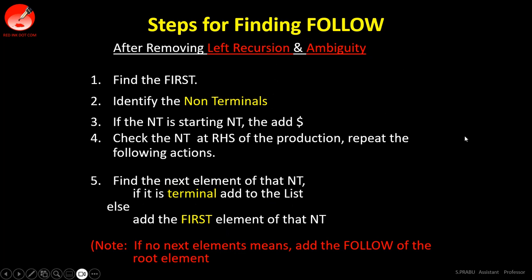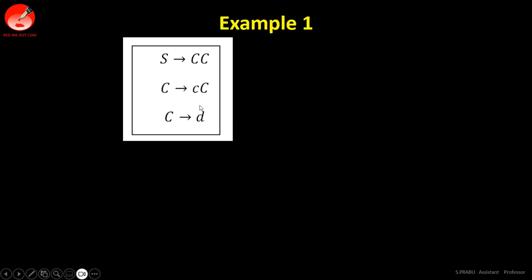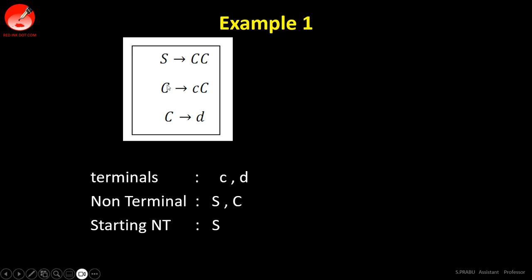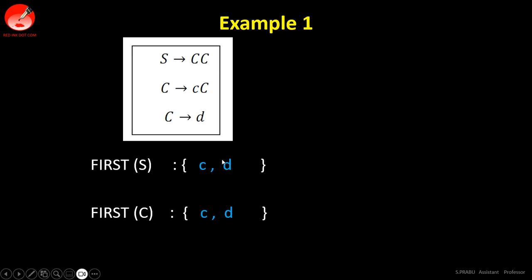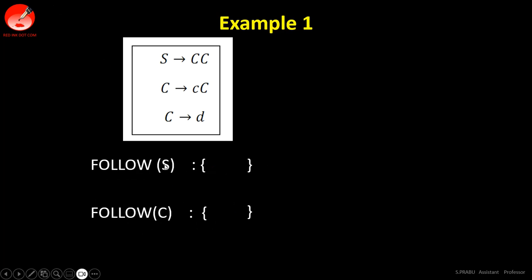Let's see this process in examples. In this grammar, first I check whether this grammar has any left recursion or ambiguity. This is a very simple grammar. There is no left recursion and there is no ambiguity. So I go to find the first element of S and C. We know how to find the first of S and C. Now I try to find the follow of S and C. First I take the capital S. Capital S is the starting symbol, so I put the dollar symbol here.